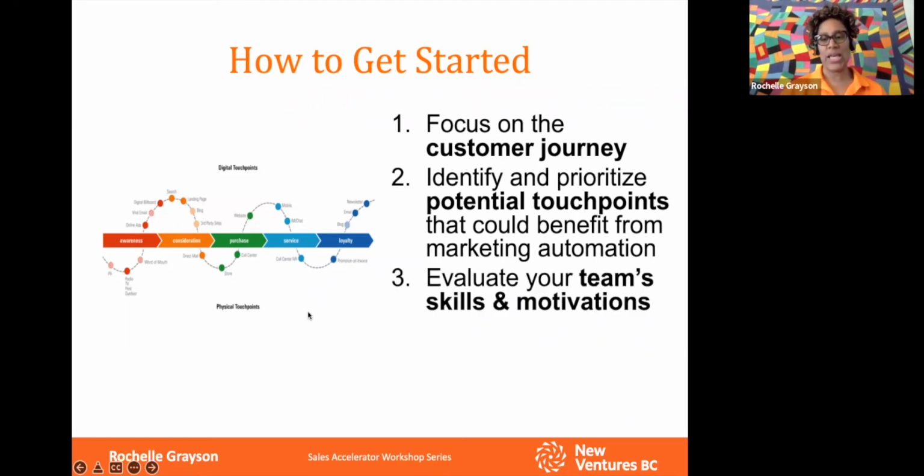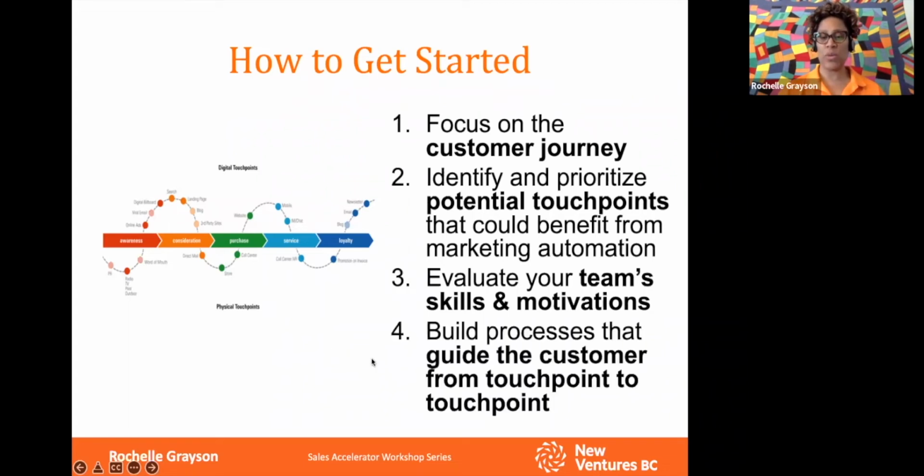our processes. Then you want to evaluate your team's skills and motivations. What I mean by this is, marketing automation is another tool, another piece of software. So what can your team handle, or what are they interested in? It's not just a matter of putting the tool in place. If they don't like it, or they have trouble using it, it's not going to work, right? So that's something you definitely want to think about: what you want to do, but also what your team is capable of doing and what they're interested in doing.